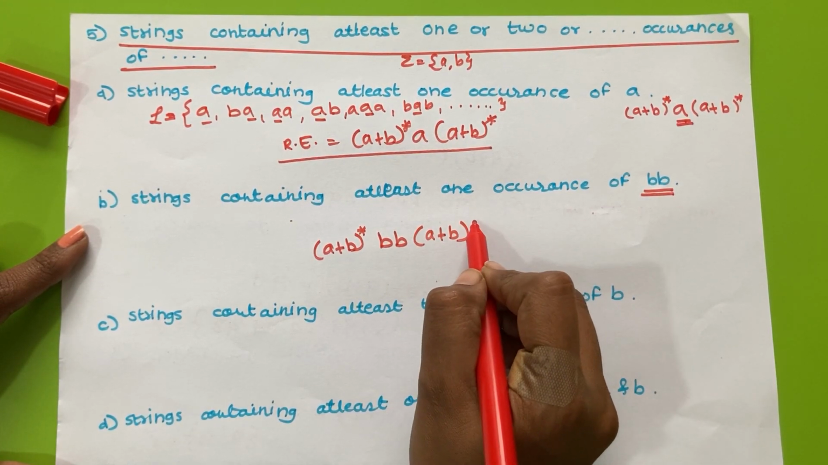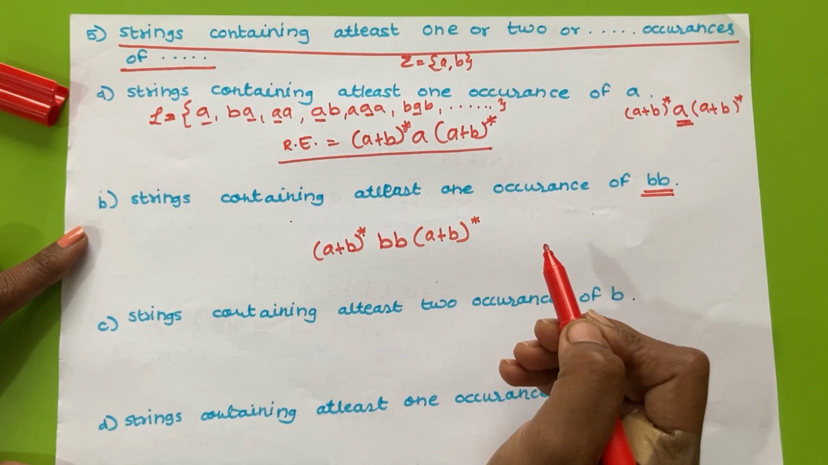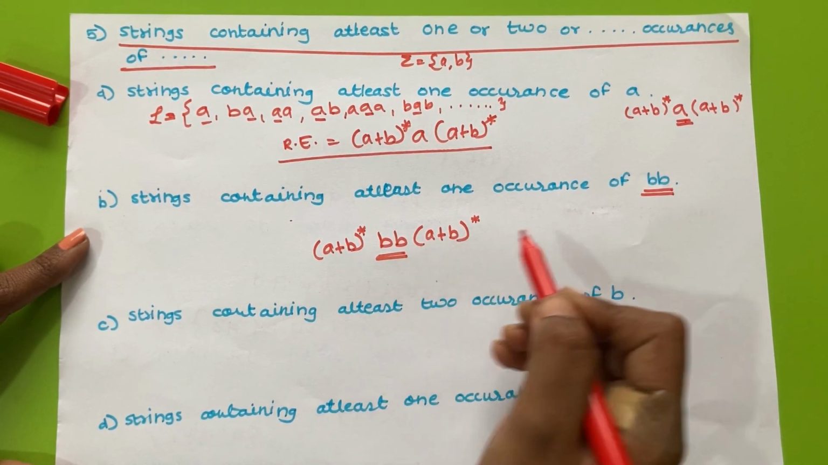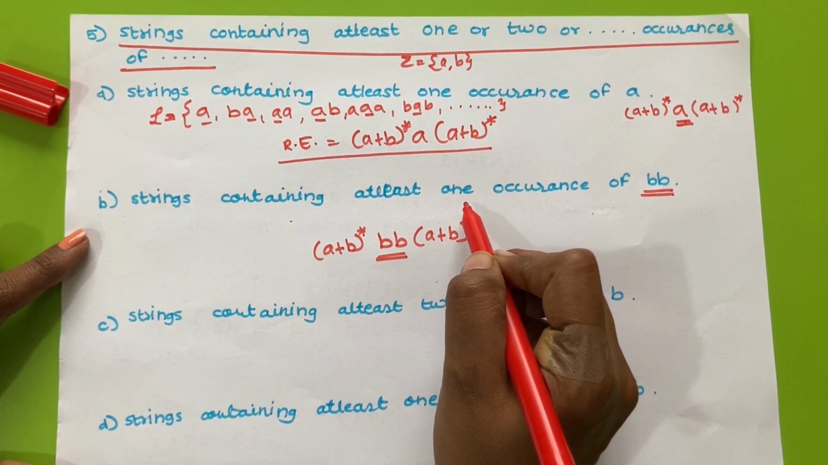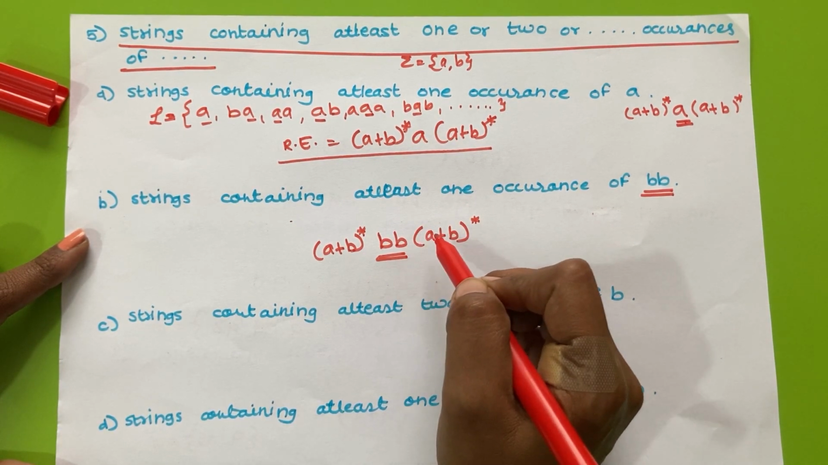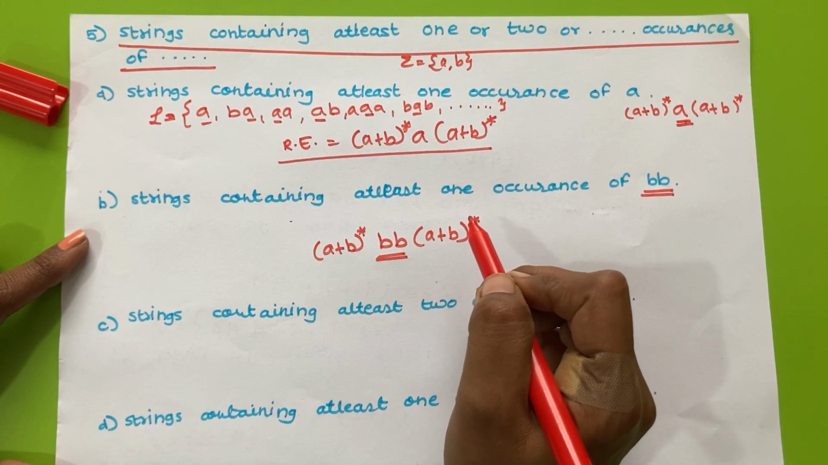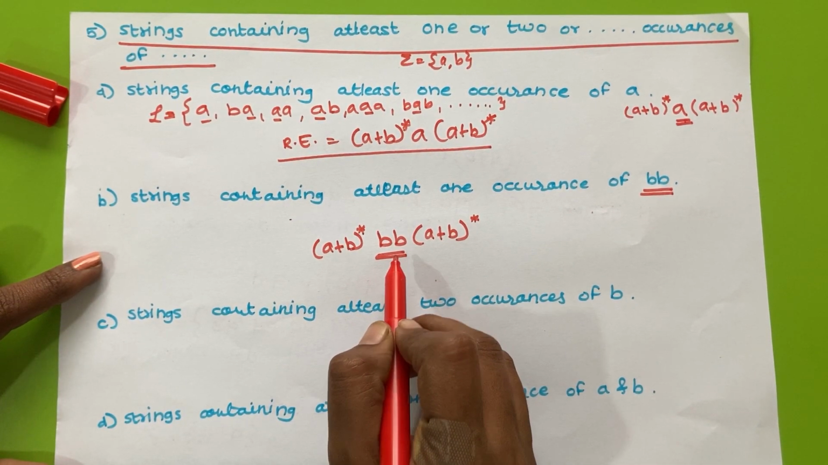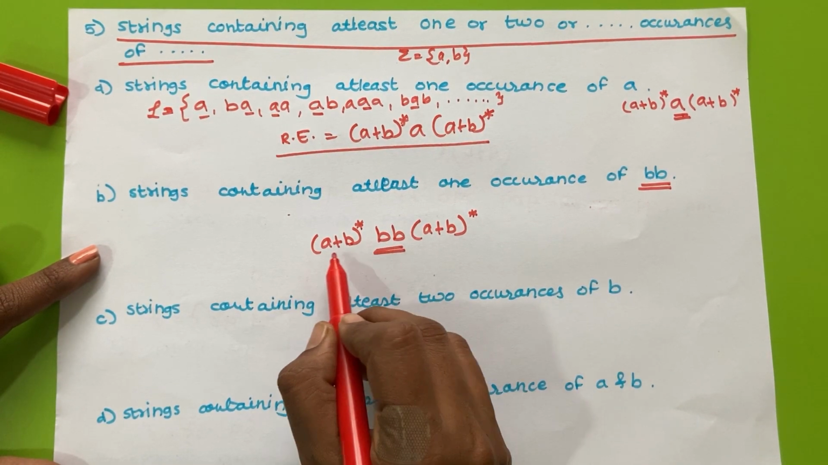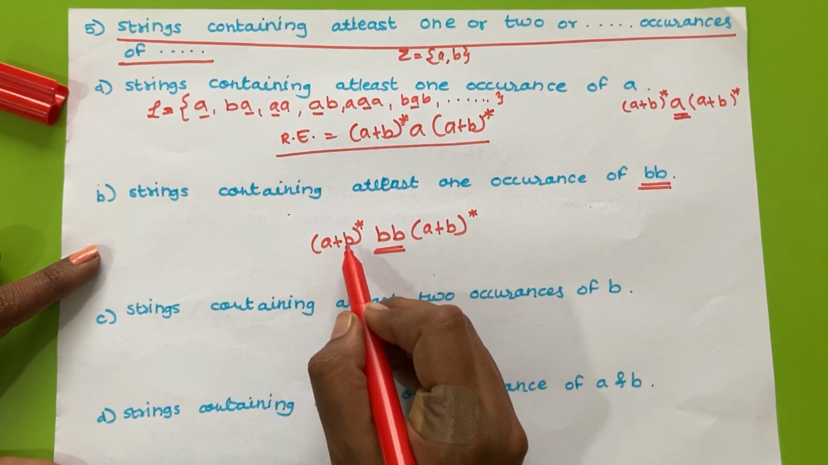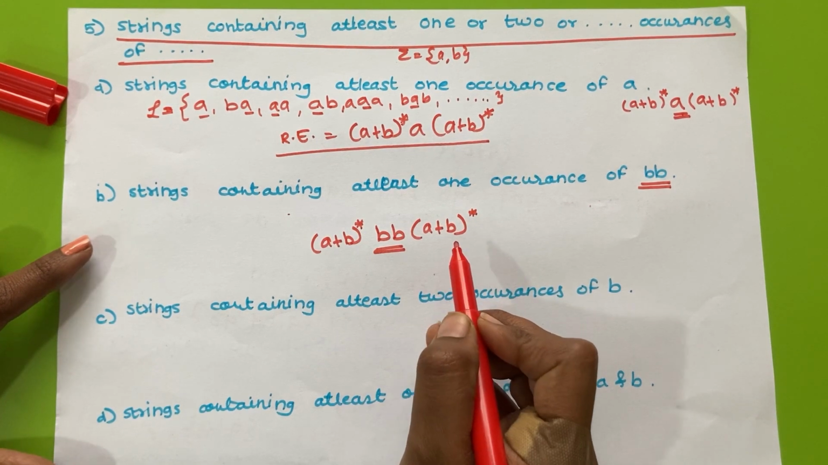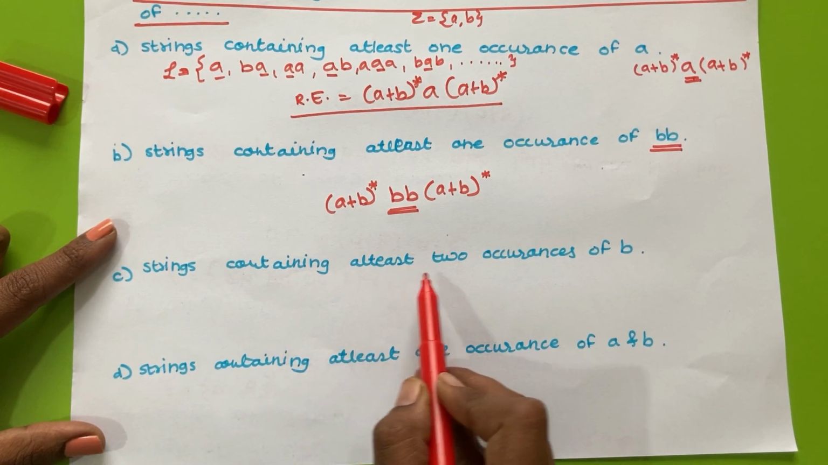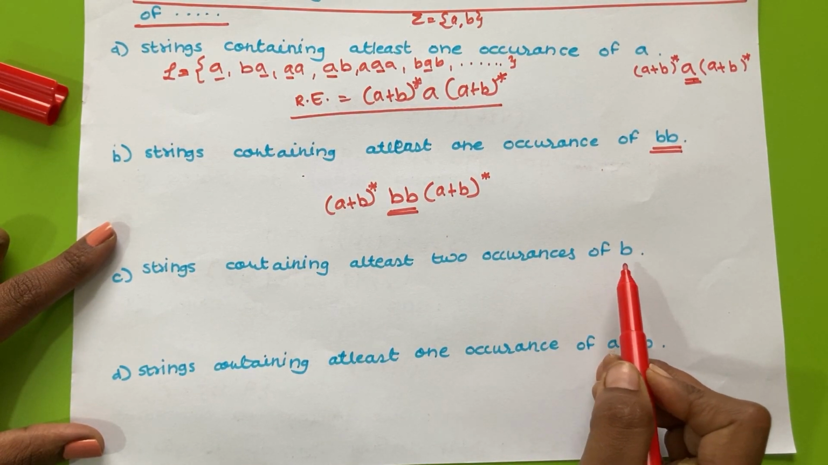So I can write (a+b)* after this as well. This bb is compulsory a single time, because I want it at least one time. At least one time means more than one time can be possible, but at least a single time it should be there. So I have written it a single time, and within these combinations the double b string can be repeated also.